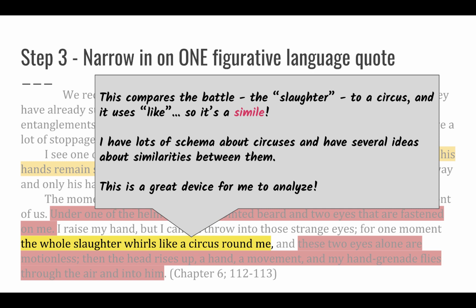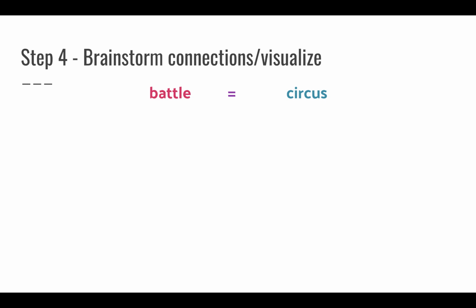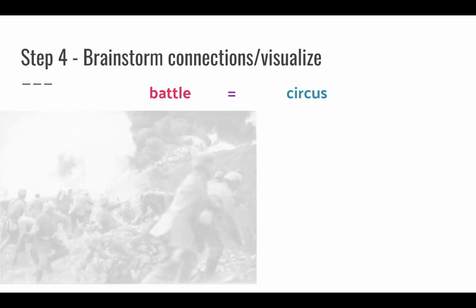And I have lots of schema about circuses, and I have several ideas about similarities between the battle and a circus. So this is a good device for me to analyze. Again, you want to draw something that you understand, that you have schema about, that you can see the connections between the two. So I'm going to do circus and the slaughter of the battle.